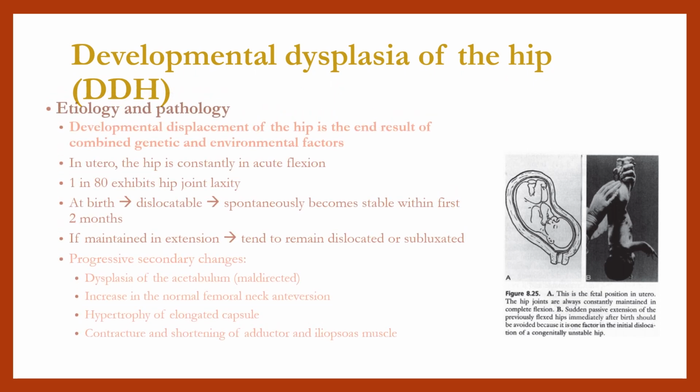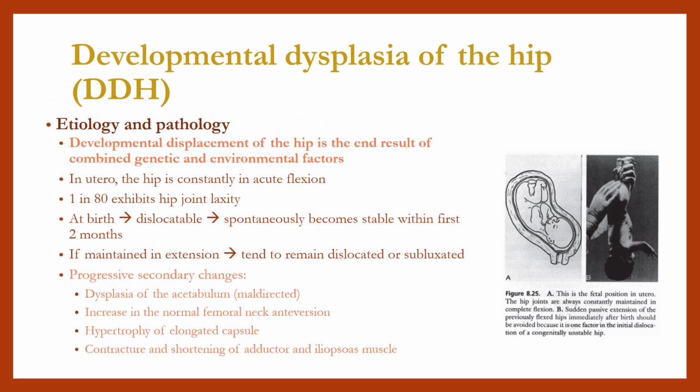The etiology and pathology of DDH: developmental displacement of the hip is the end result of combined genetic and environmental factors. In utero, the hip is constantly in acute flexion. 1 in 80 exhibits hip joint laxity. At birth, the hip is dislocatable. It spontaneously becomes stable within the first 2 months. If it is maintained in extension, it tends to remain dislocated or subluxated.